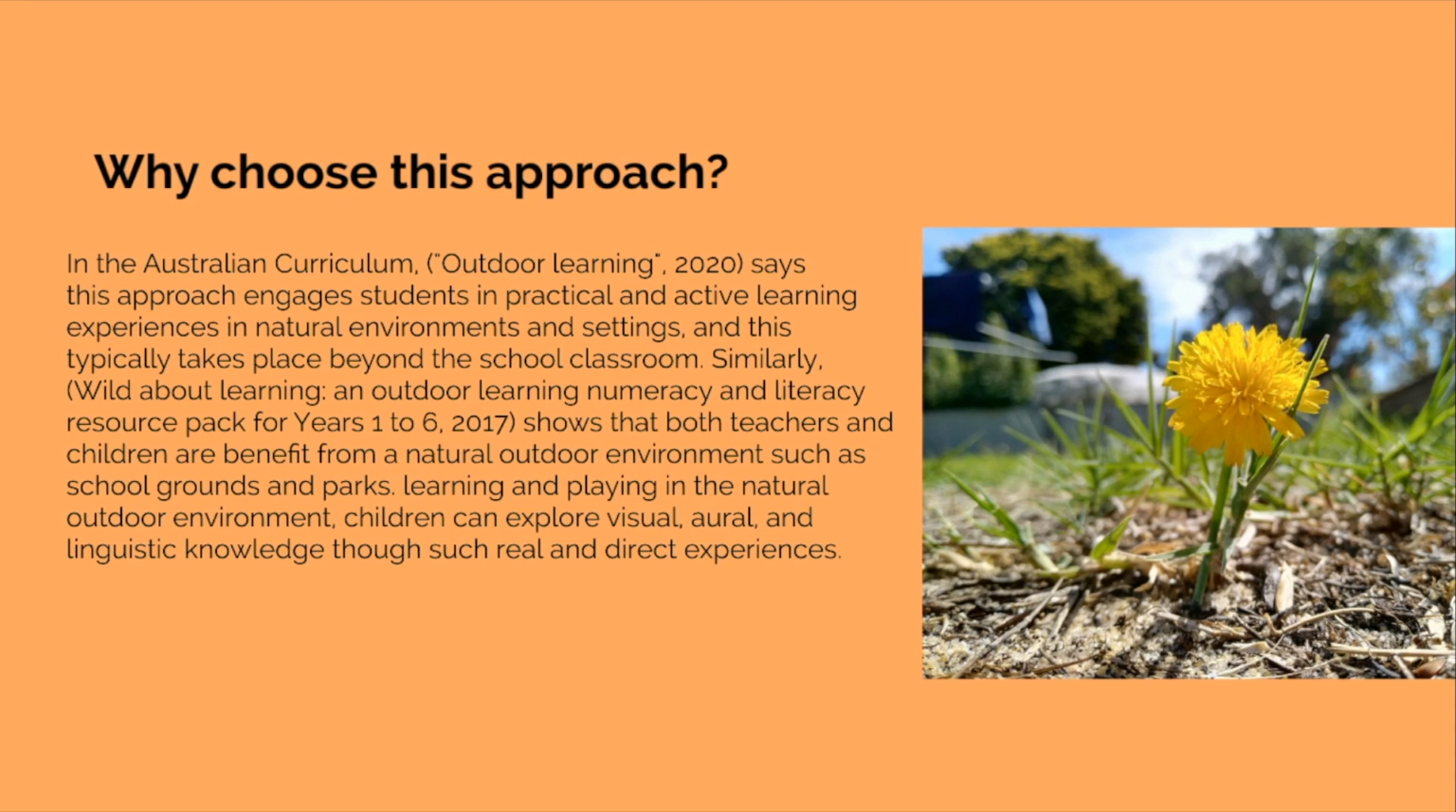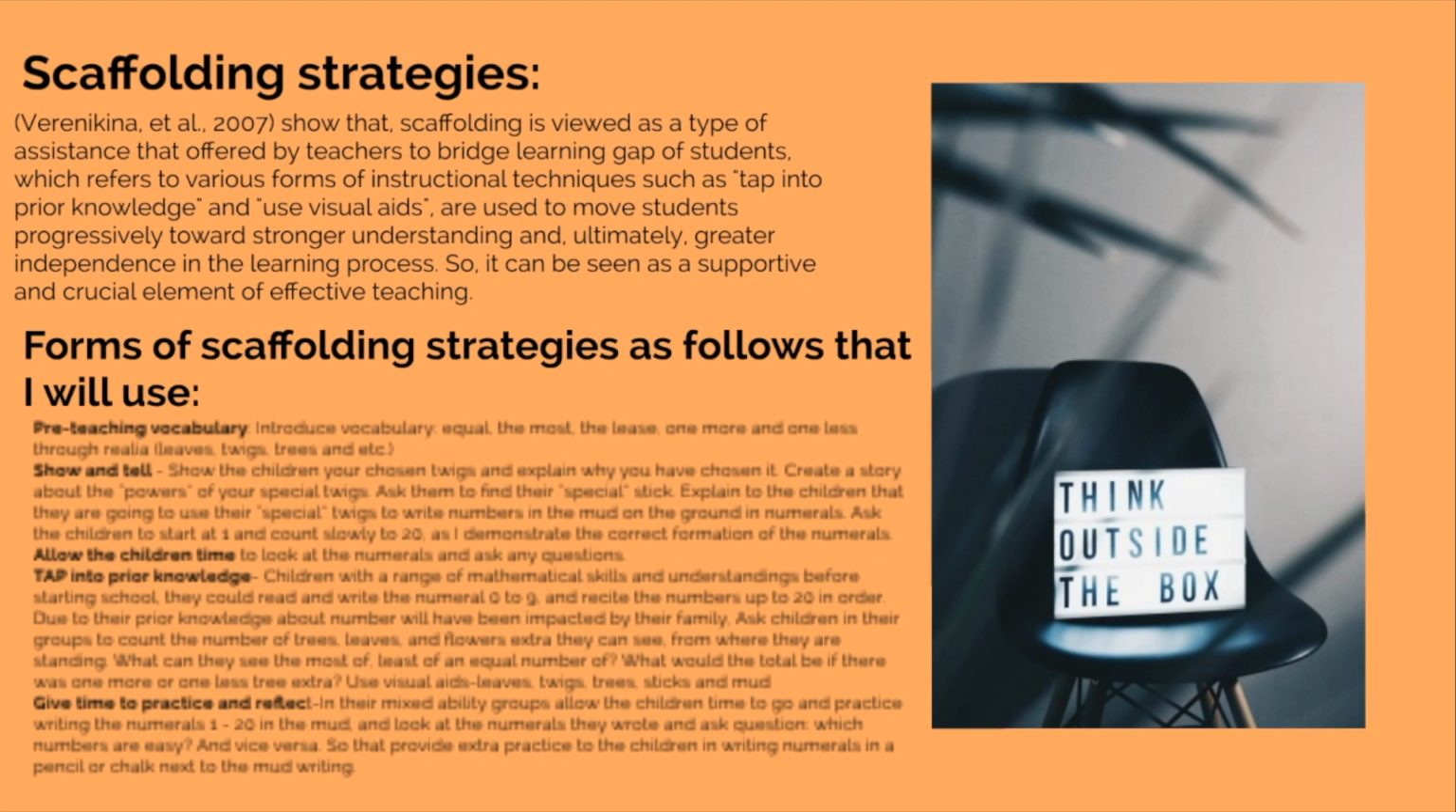Similarly, Learning About Outdoor Learning: A Numeracy and Literacy Resource Pack for Years 1 to 6, 2017, shows that both teachers and children benefit from a natural outdoor environment, such as the school ground and park. Learning and playing in a natural outdoor environment, children can explore visual, oral, and linguistic knowledge through such direct and real experiences. So, in order to support this approach, I'll use forms of scaffolding strategy.